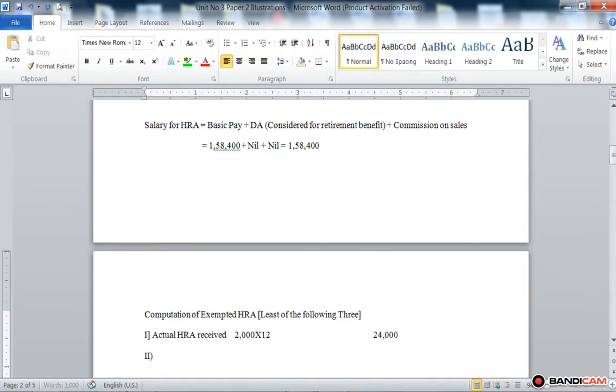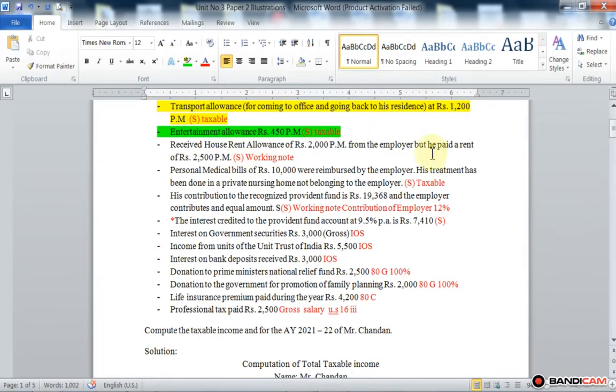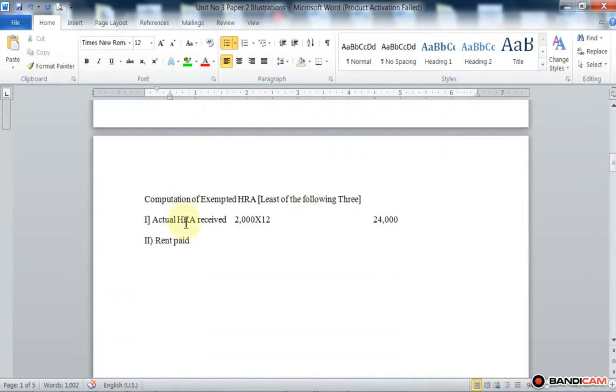Then second, rent paid. The employee paid rent of rupees 2,500 per month. So 2,500 multiplied by 12 is equal to 30,000, put in the inner column.